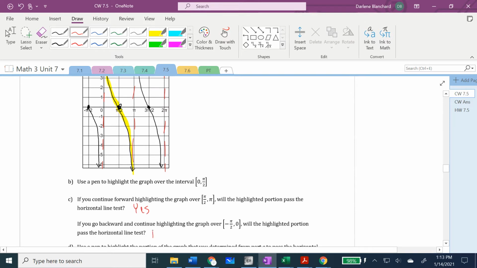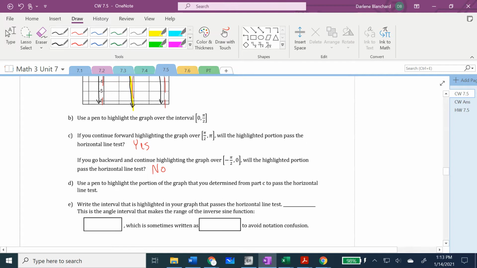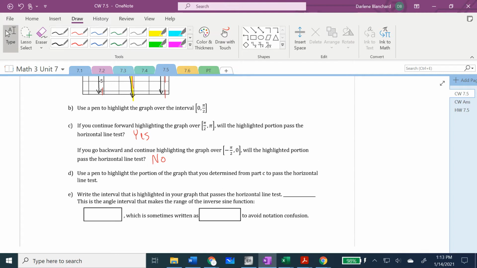And technically, we can't go backward because if I go backward to negative pi over 2, then that means I can draw a horizontal line that goes through 2 points if I take the negative pi over 2 to positive pi over 2. So we actually can't use that part. And that means that the interval that we use for cotangent is going from 0 to pi.